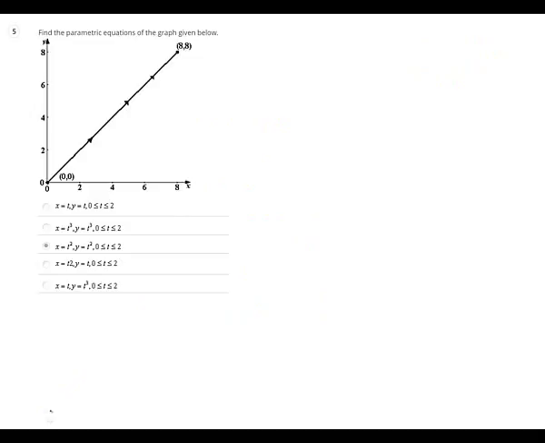All right. We need to find the parametric equations of the graph given below. So I have to figure out which set makes this graph. It looks like we've got to go from 0 to 2 on all of it. You think it's C? Let's check C out. It says x equals t squared, and actually y equals t squared. For some reason it's clicked. I think it's A.